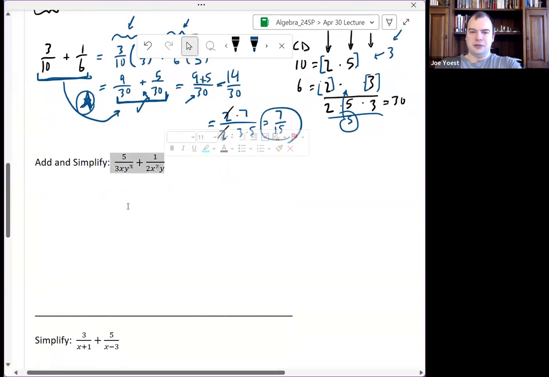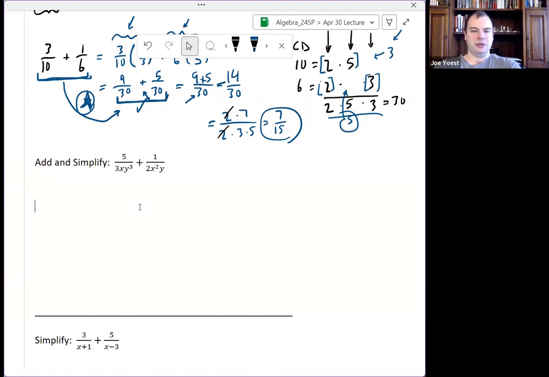All right, so let's do a problem where we have some monomials in the denominator. So here we have 5 over 3xy cubed plus 1 over 2x squared y. So here I have two fractions that I want to add together, two rational expressions, but they're just fractions. They have unlike denominators. 3xy cubed is not the same as 2x squared y. So my first sub goal is to convert each of these fractions into fractions that have like denominators as one another.